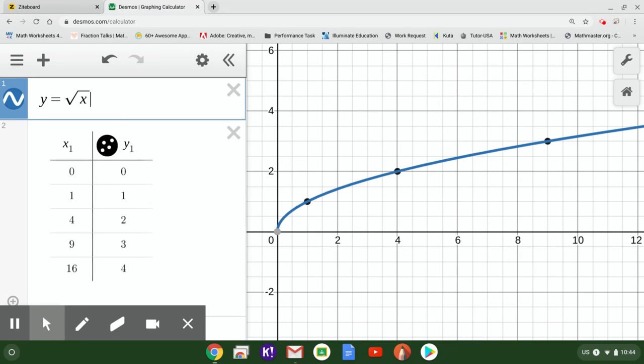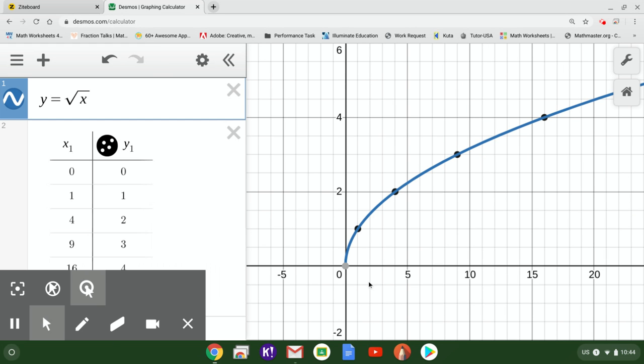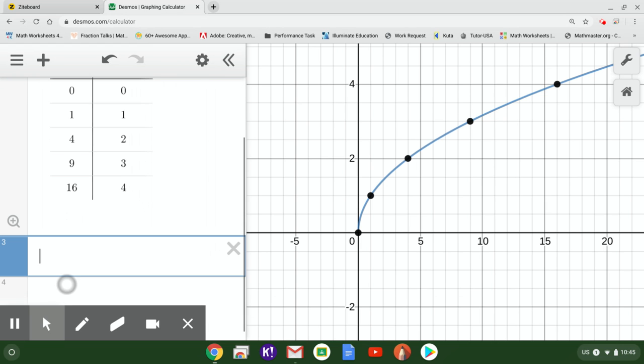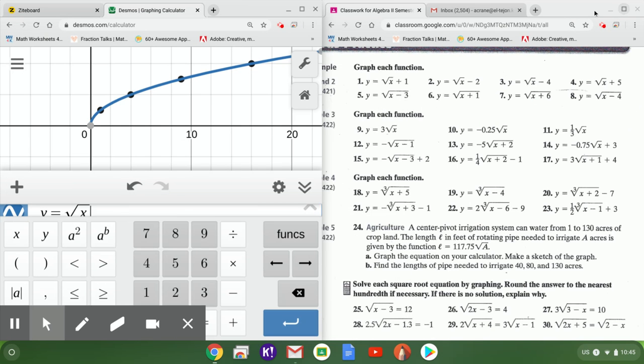All right, let me just add one more. If I did y equals the square root of x and then subtract 2, it shifts down 2. Okay, so back to problem number 1. Let me go ahead and walk you through how you're supposed to do problem number 1.